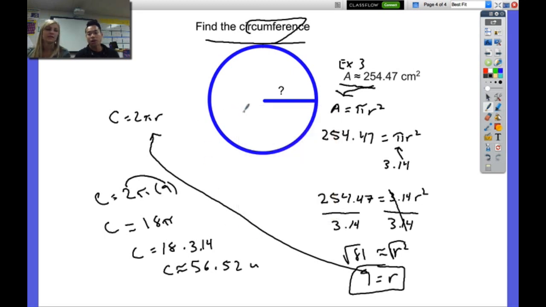So there is a more complex example that you see on the screen, using one formula, finding the radius, to apply to the other one.